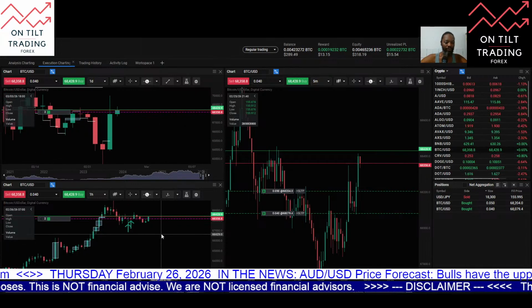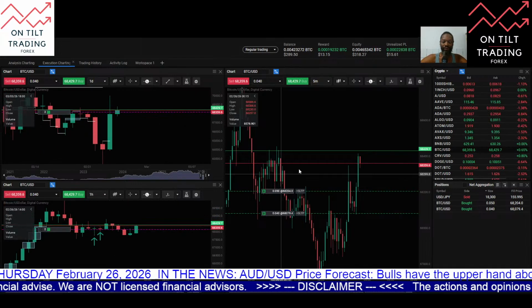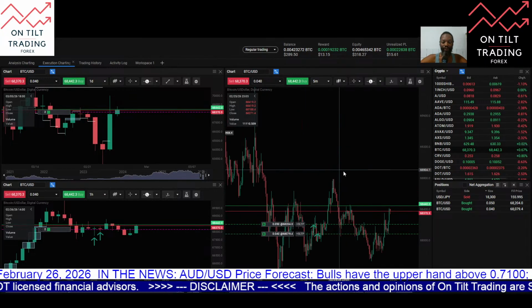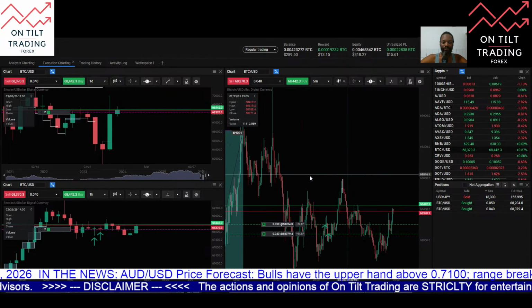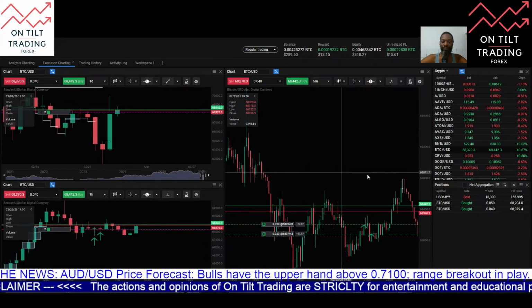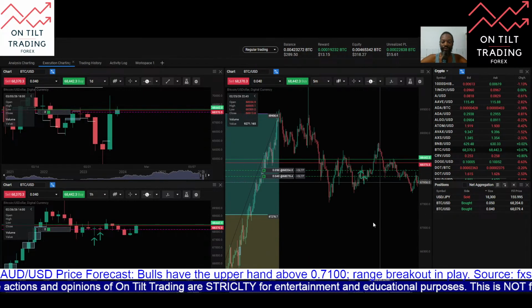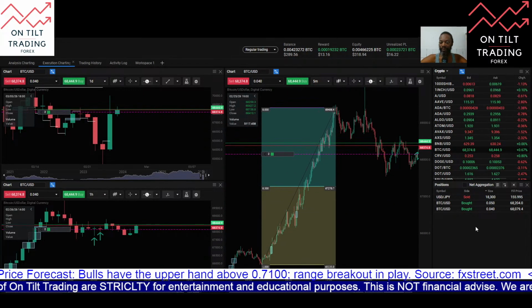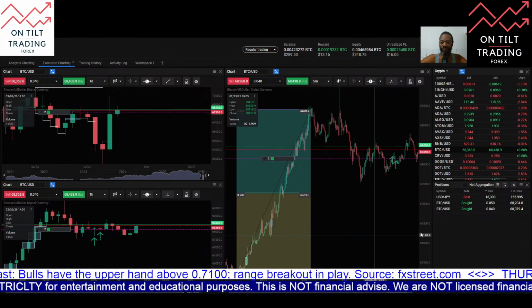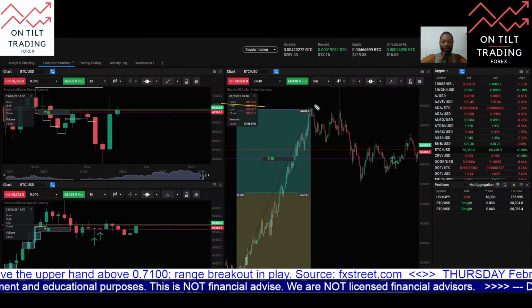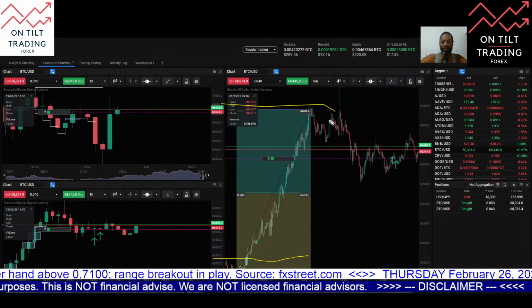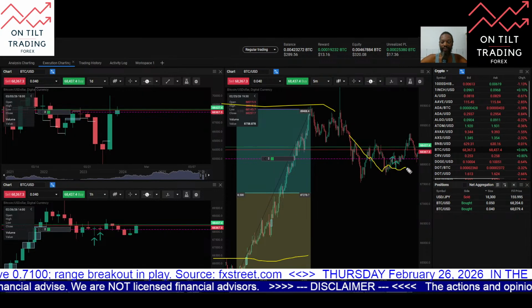And then I'll walk you through my entry here on the 5 minute. So price action during the Asian session. So this was my overall dealing range here. And you can see price trading back into that range.